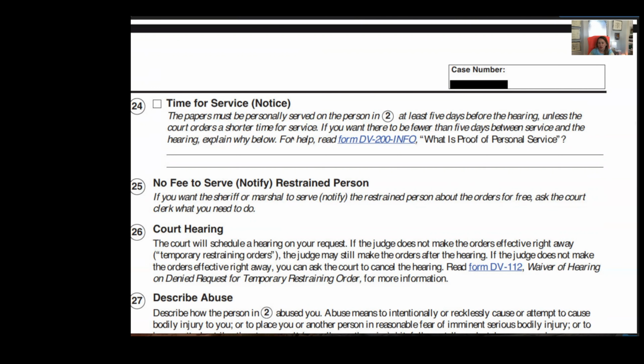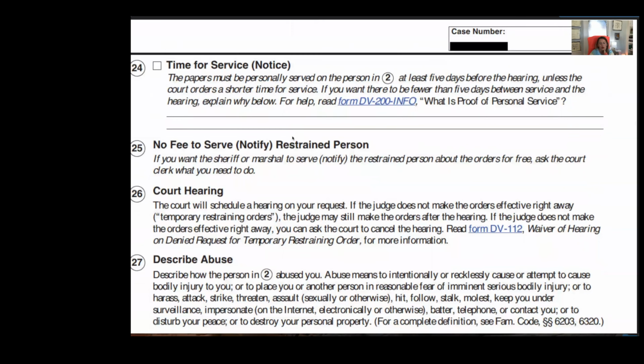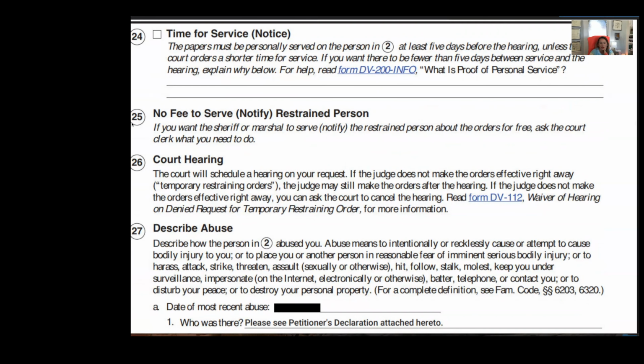For help, read DV-200-INFO, What Is Proof of Personal Service. So again, that could be the sheriff, or it could be a private personal server or process server. Number 25, no fee to serve. Notify restrained person. If you want the sheriff or marshal to serve, notify the restrained person about the orders for free and ask the court clerk what you need to do.